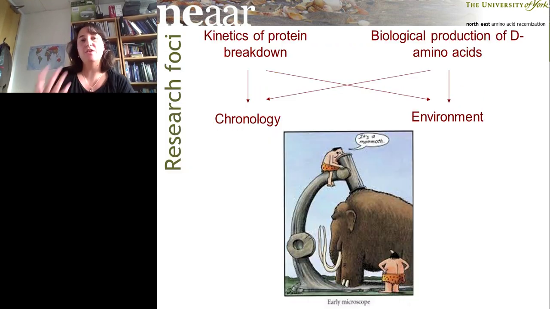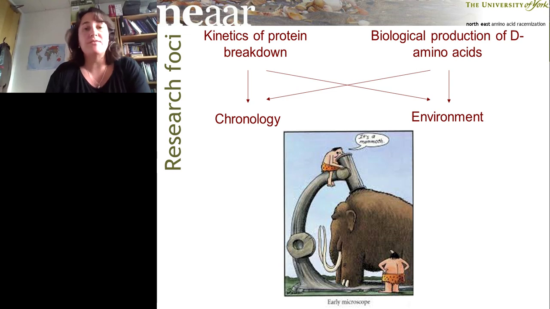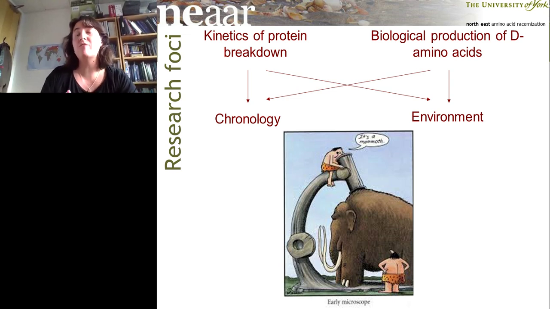So you can use these proportions of left-handed and right-handed amino acids for a range of different studies. Now, I'm particularly interested in the kinetics of protein breakdown. It's also very important looking at the biological production of D amino acids, particularly from bacterial amino acids. And this has led me into two particular pathways, trying to understand chronology or timing and trying to understand past environments.